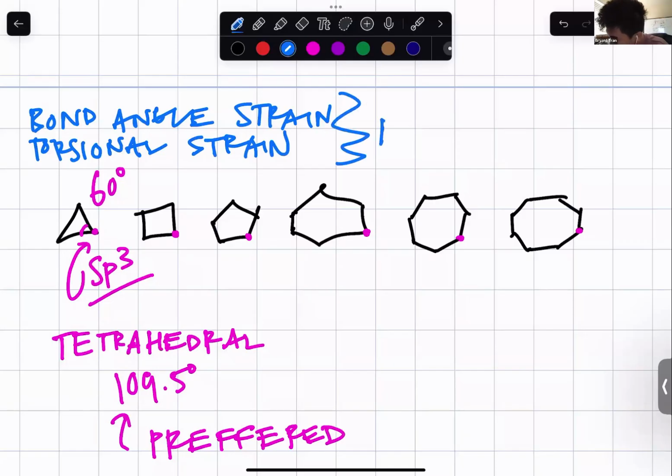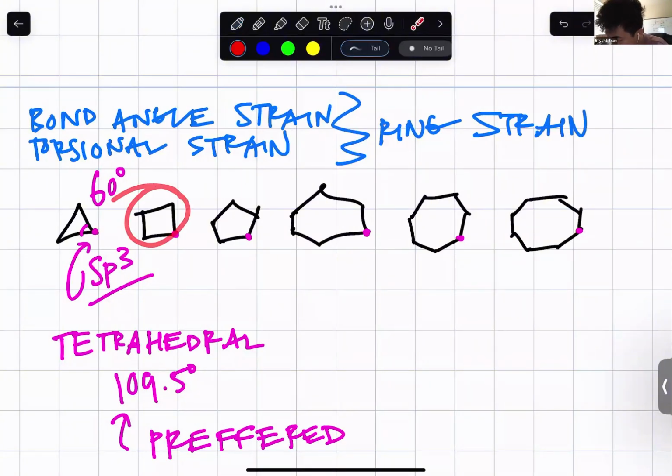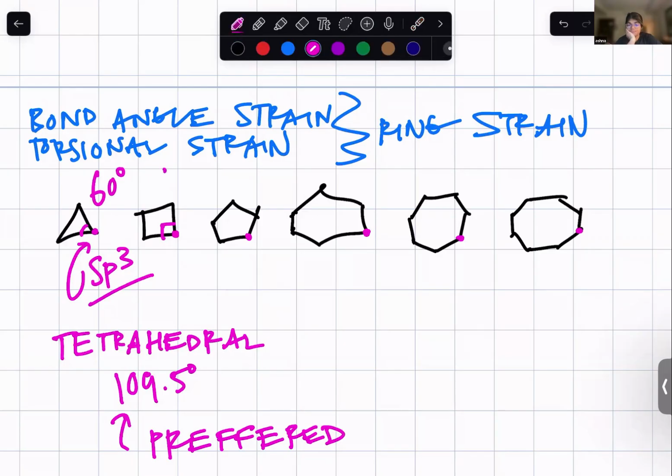Which is a type of ring strain. Okay. Now let's look at this cyclobutane right here. What bond angle is this carbon forced to be in this square, in this cyclobutane? 90 degrees. 90 degrees, right?